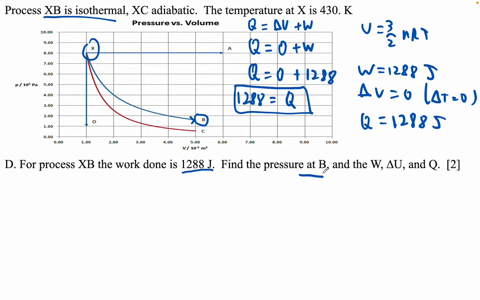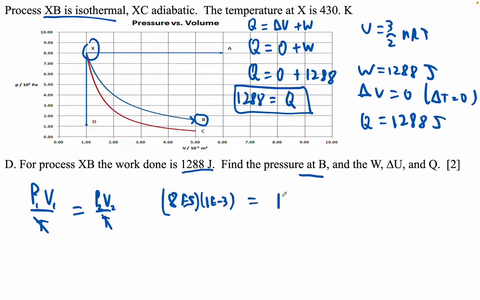That shouldn't be too hard. We just allowed the gas to expand to 5 times its volume, so the pressure will be 1/5. So we'll do this properly, right? PV over T equals PV over T. The temperatures are the same in this case, right? So P1 V1 is P2 V2, right? So 8 E5 times 1 E minus 3 equals P, this would be the pressure at B, right?